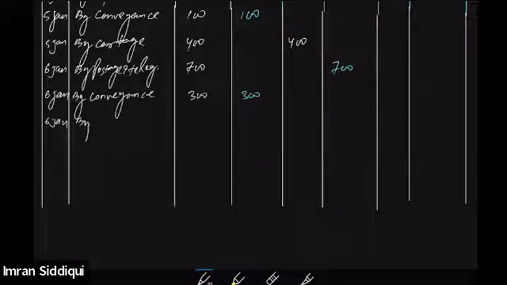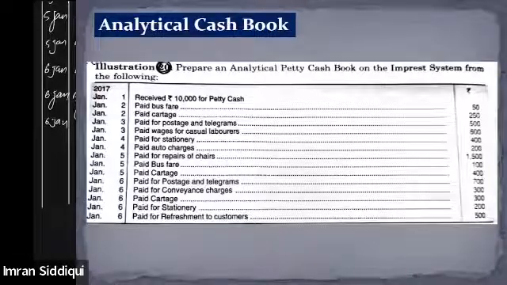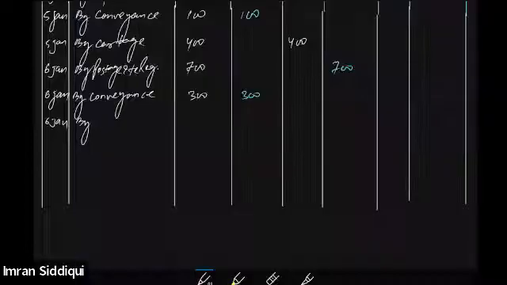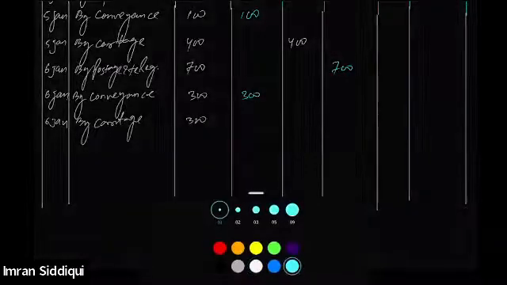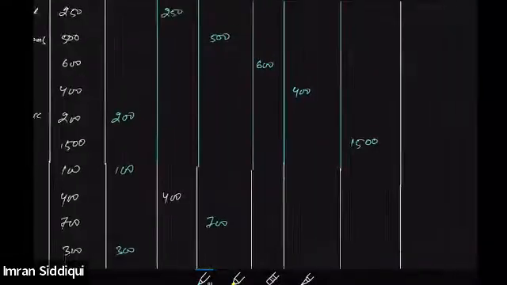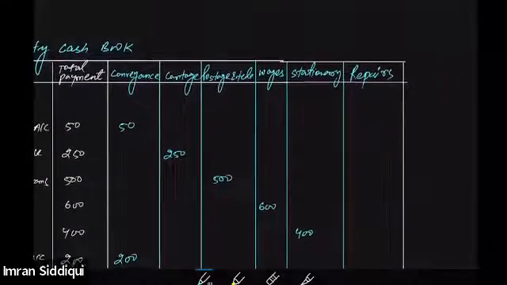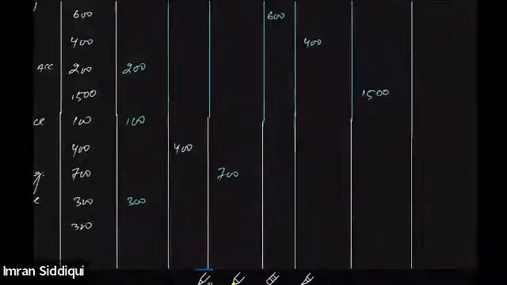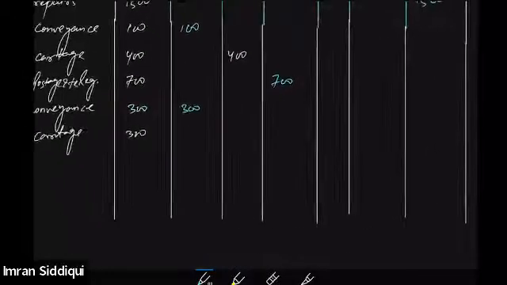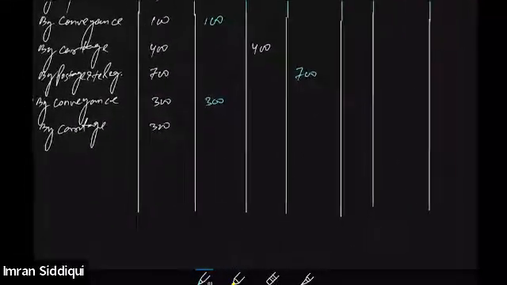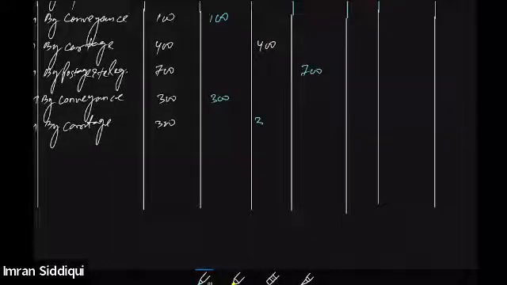Then again on 6th of January, by this time we had incurred expense for cartage, 300 again by cartage. We will be writing this in the column of the cartage. Let me check cartage. Yeah, second column. 300.